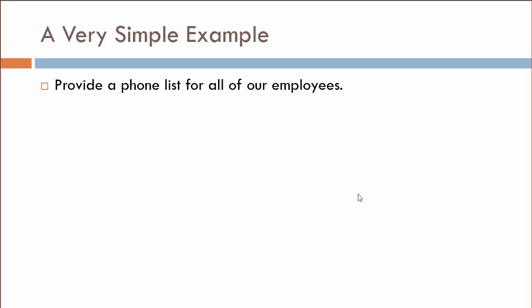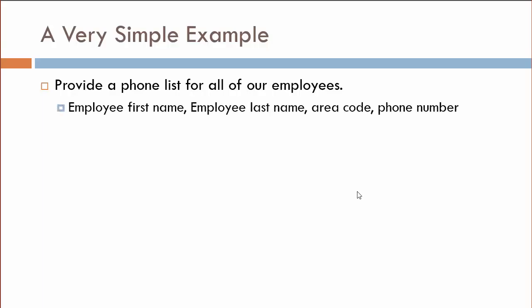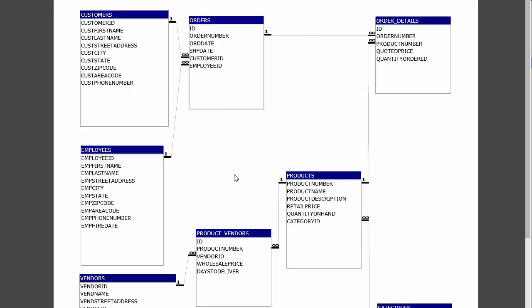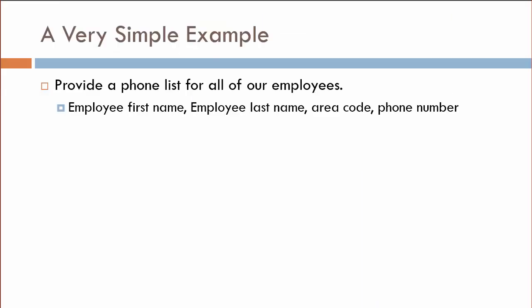Okay, so what do we want to see? Well, we want to see the employee's first name. We want to see their last name. Some places you have to have the area code as part of the phone number, so we'll go ahead and throw the area code in there, and we'll throw the phone number. So we can consult our data model, and we get customers, orders, employees. Okay, so employee first name, we want that. The last name, we want that. Area code, that's the other thing we want, and then the phone number. Okay. So it looks like we can get everything that we want from the employees table.